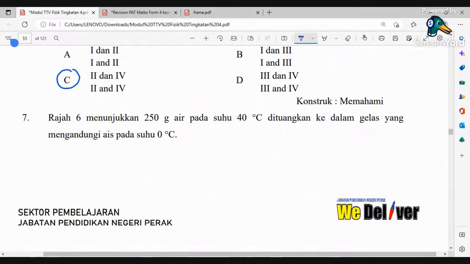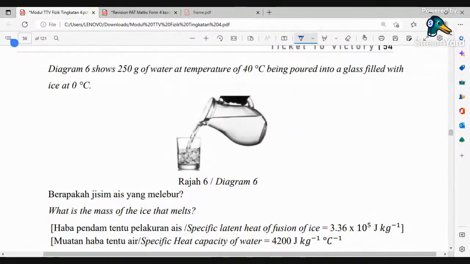Okay, number 7. Diagram 6 shows 250 grams of water at temperature 40 being poured into a glass filled with ice at 0 degrees Celsius. What is the mass of ice that melts? Okay, so this one is a calculation.